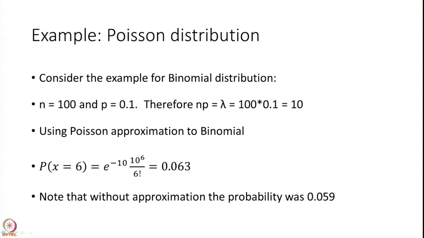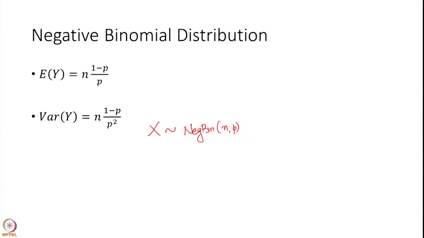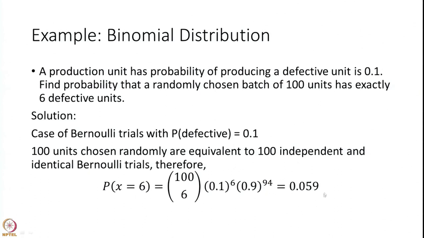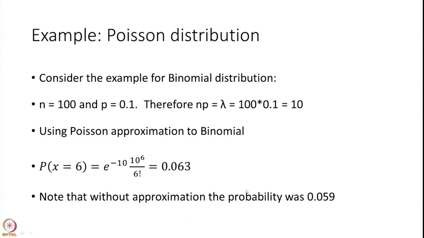0.063. Please recall that the same value in the past had been 0.059, whereas we now got an approximated value of 0.063. See, the values 0.059 and 0.063 are almost the same. So, this is how the Poisson approximation helps: in a number of problems that you solve, it is much easier to solve it through the Poisson method than finding something like 100 choose 6. It is much easier to calculate e to the power minus 10, 10 to the power 6 divided by 6 factorial.